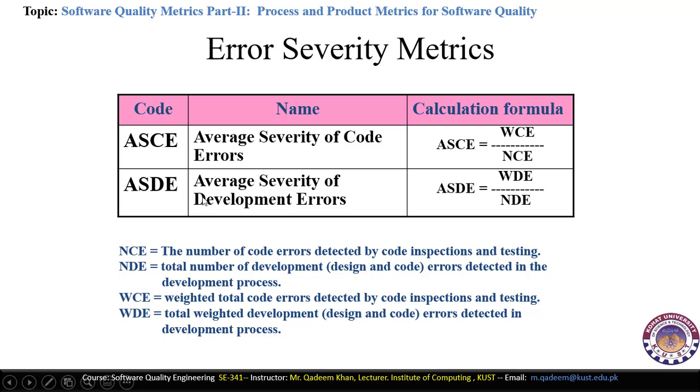Similarly, ASDE is the average severity of development errors. So here ASDE is equal to WDE divided by NDE, while WDE is the total weighted development design and code errors detected in the development process, divided by the total number of development errors, including design and code errors, detected in the development process.